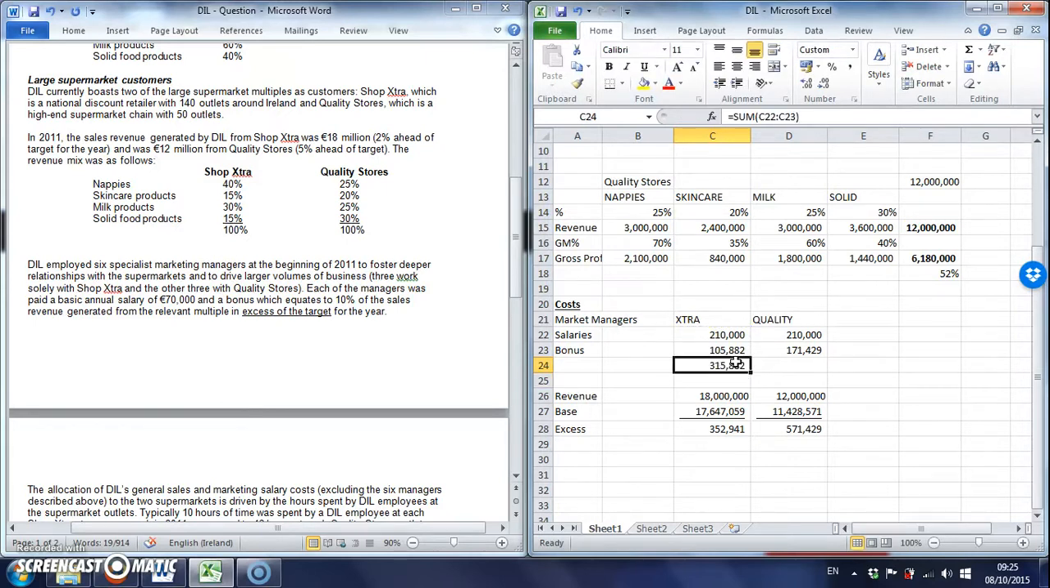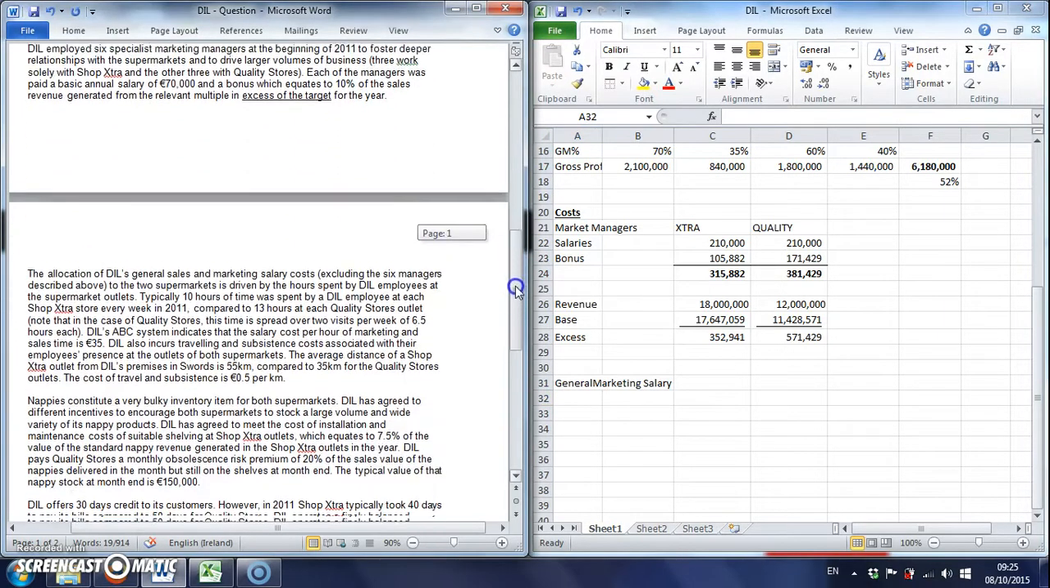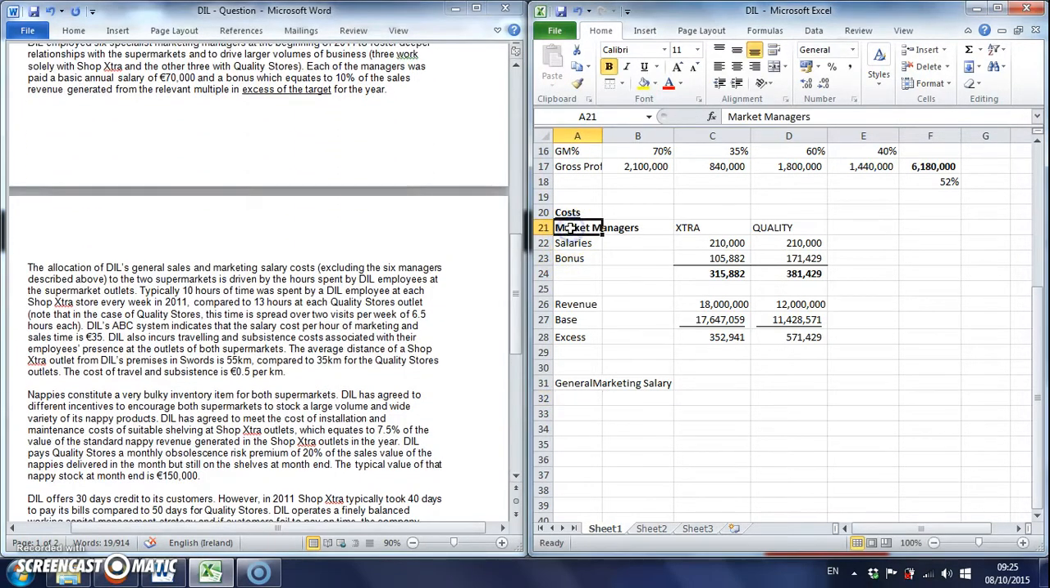So the costs here are 315,000 and 381,000. So they are 2 costs that you will be taking to your final calculation. So the next calculation we're going to look at is general marketing salary. So again, we've worked on this paragraph. You see, each paragraph will have different costs. So marketing managers is here.